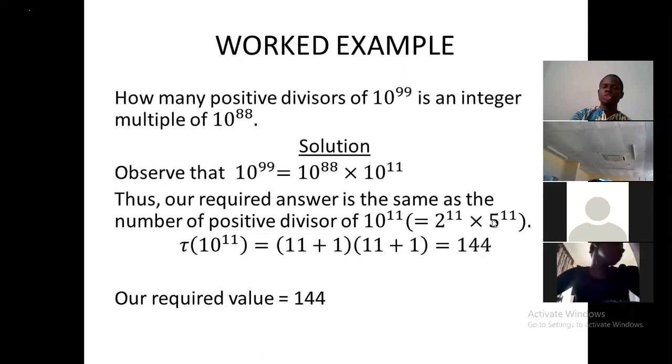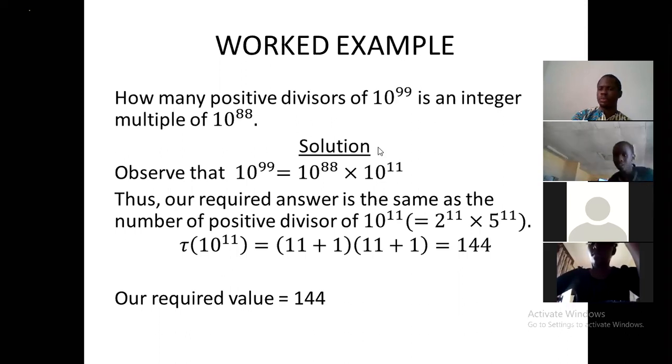So one will find the tau of 10^11. You simply take the powers, add 1 to each and multiply. So that's 11 plus 1, times 11 plus 1, which is 144. So 10^11 has 144 factors.